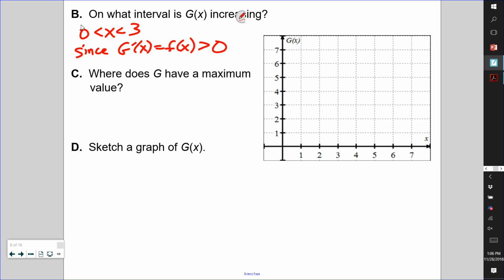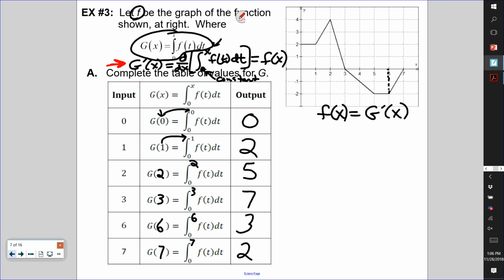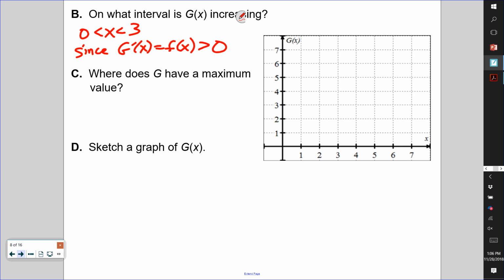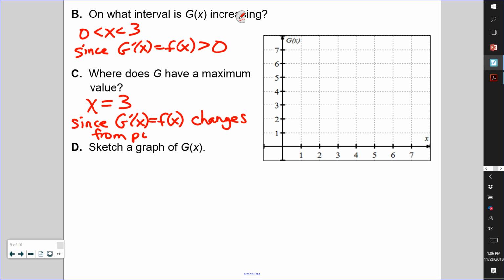Okay? Next question, where does g have a maximum? So how does a derivative tell us where the maximum is? It changes from positive, not increasing, to decreasing. The derivative changes from positive to negative. So go back to the picture. Where does it change from positive to negative? 3. So where it has a maximum value would be x equals 3, and our reason would be since g prime, which equals f of x, you just told me, so literally write that, changes from positive to negative.